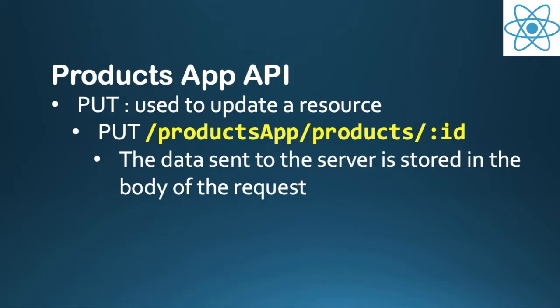So in the products app that we were creating in the previous video, let's add the functionality using put to update a resource. So we will use put, and the URL for the put is /productsApp/products/:ID. ID refers to the ID of the product whose data we are updating. And the data sent to the server is stored in the body of the request.